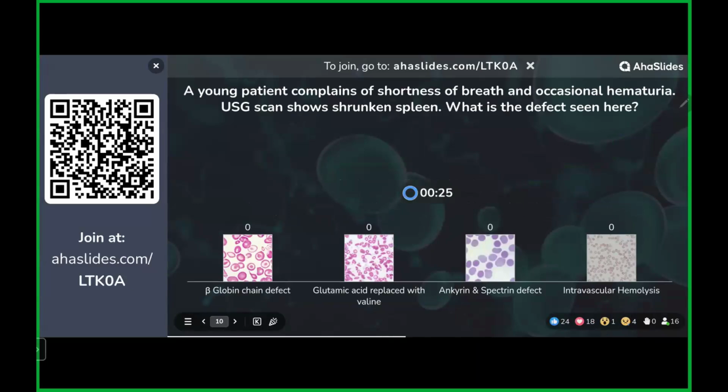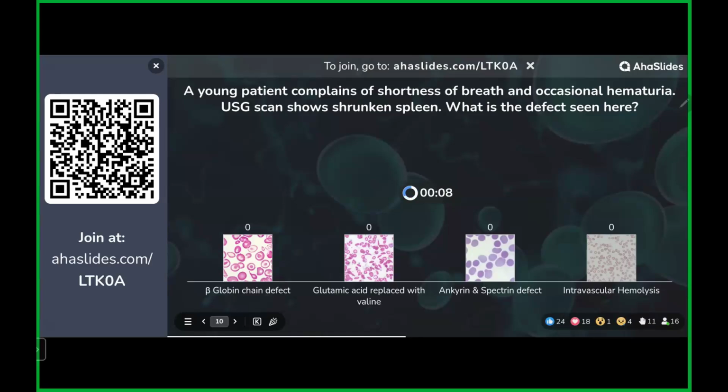Okay, I'll read it out. A young patient complains of shortness of breath and occasional hematuria. USG scan shows shrunken spleen. What is the defect seen here?